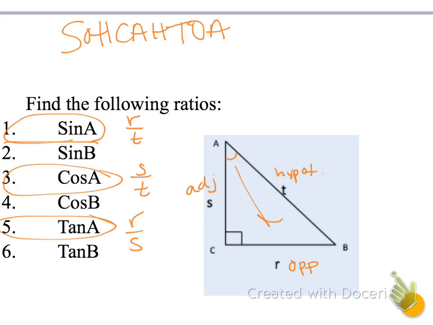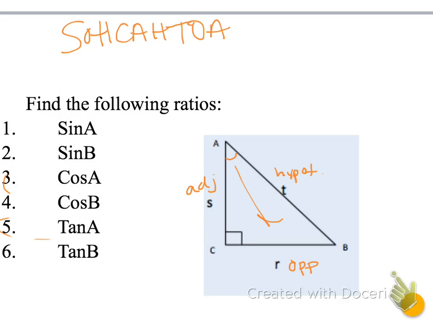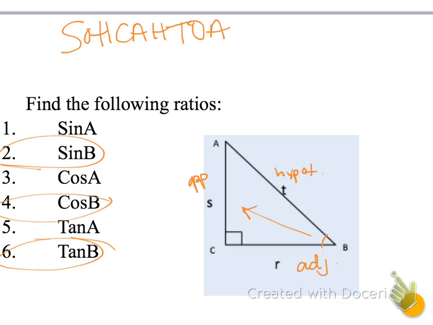Now I'm going to erase this so we can do it coming from angle B. My hypotenuse stays the same. This time we're coming from B, so this is my adjacent, and the side opposite of it. Let's circle my B ones here. Sine of B is opposite, so S, over hypotenuse, T. Cosine is adjacent, so R, over hypotenuse, T. Tangent is opposite, S, over adjacent, R.